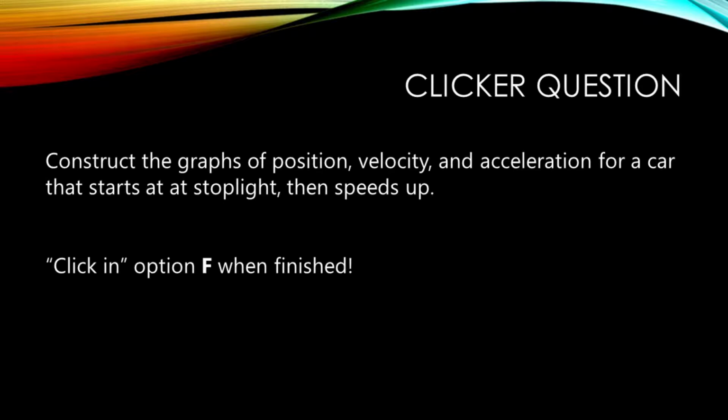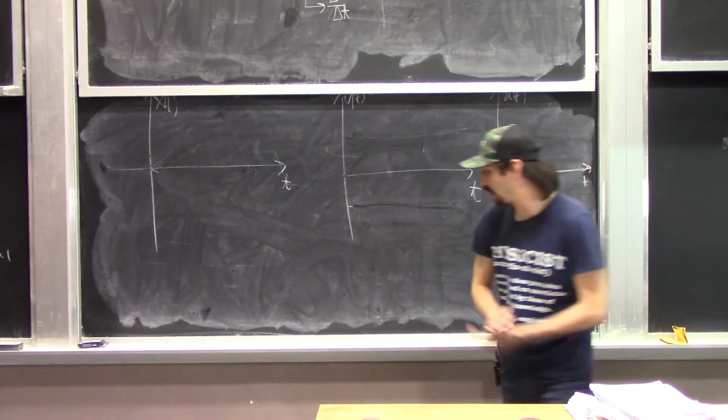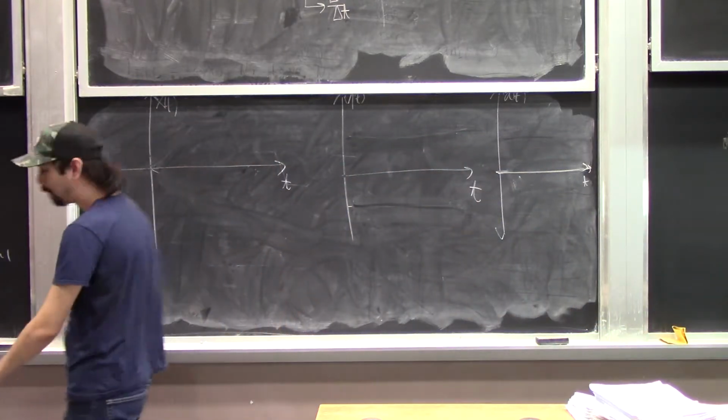Okay. So now what we want to do is another one of these plots, where we say that we have a car that starts at a stoplight and then speeds up. And we want to plot the position, velocity, and acceleration for the car. Okay? So go ahead and take a minute to talk about this one. Okay, so let's talk about this one.